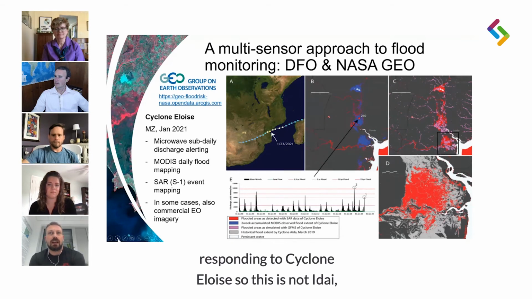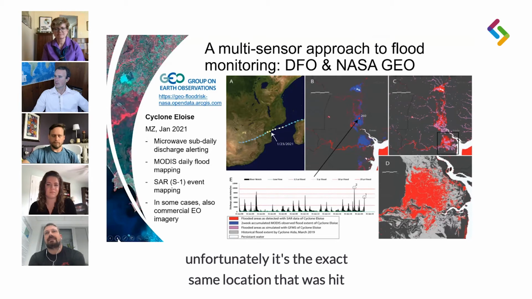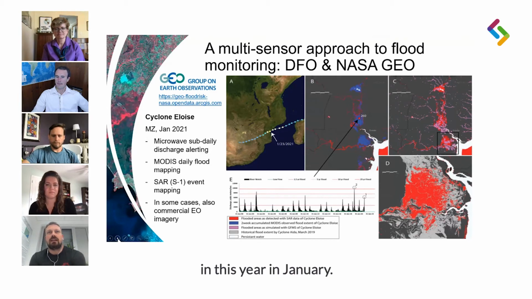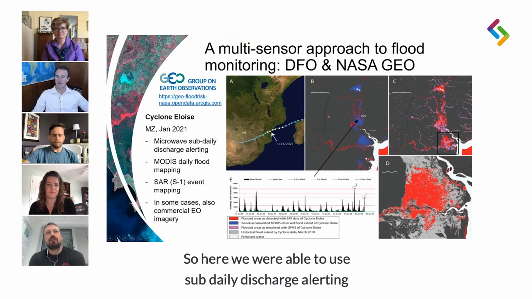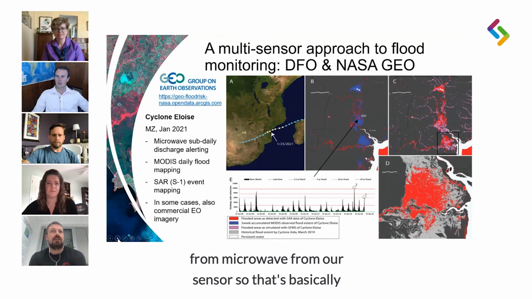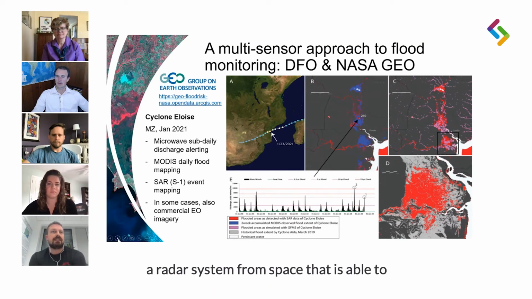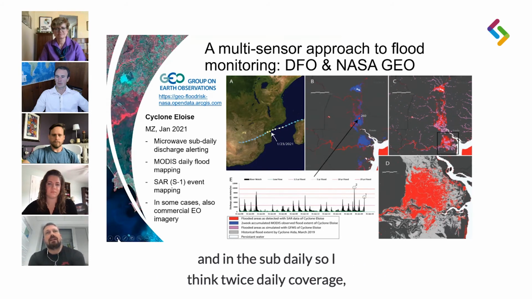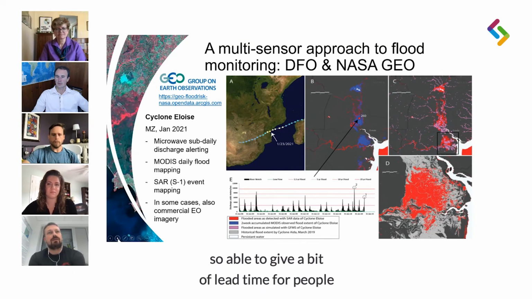So this is not Idai. Unfortunately, it's the exact same location that was hit this year, in January. So here we were able to use sub-daily discharge alerting from microwave remote sensing. So that's basically a radar system from space that is able to gauge rivers for discharge volumes, and sub-daily, so I think twice daily coverage, so able to give a bit of lead time for people.